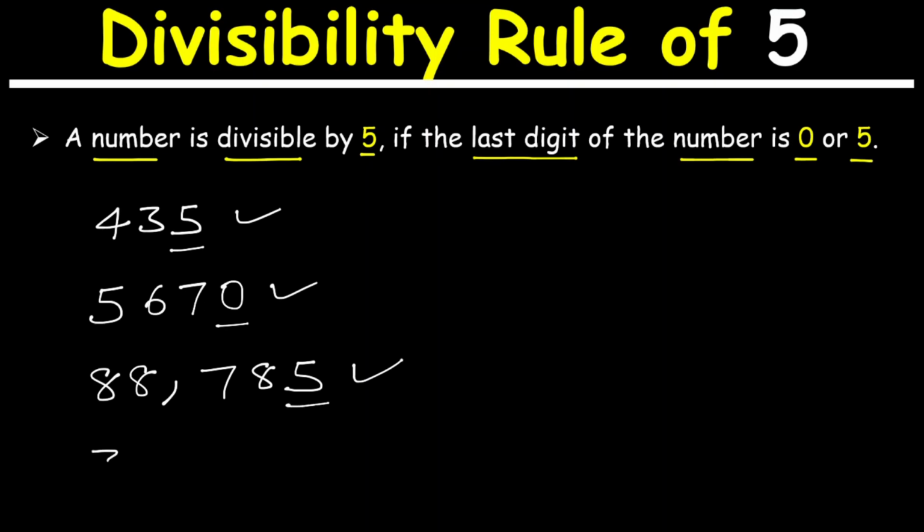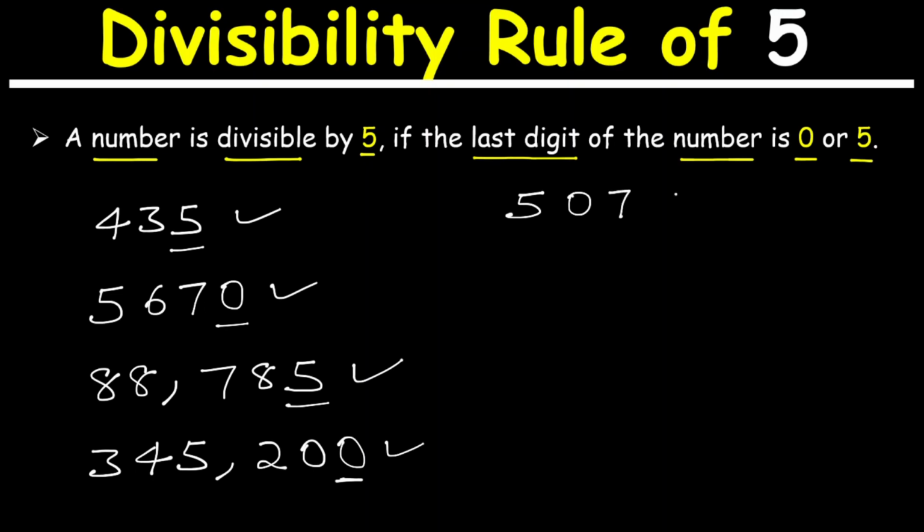Is the number 345,200 divisible by 5? Yes, because the last digit of the number is 0. Is the number 507 divisible by 5? No, because the last digit of the number is 7, which is neither 0 nor 5.